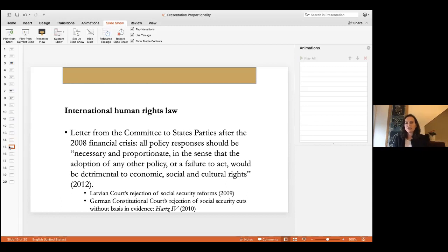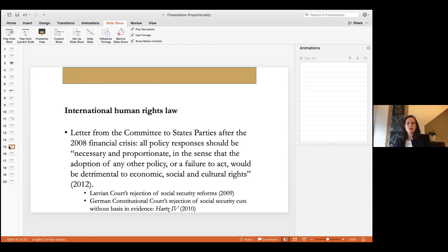Again, after the financial crisis of 2008, the committee issued a letter to state parties in response to the policies that they had adopted after the financial crisis. And the letter stipulated that all policy responses should be necessary and proportionate in the sense that the adoption of any other policy or a failure to act would be detrimental to economic, social, and cultural rights. So this is a pretty high standard for a state dealing with crisis, where the committee basically says you have to show that that was your only option to protect economic and social rights.